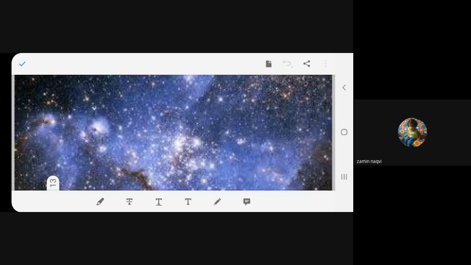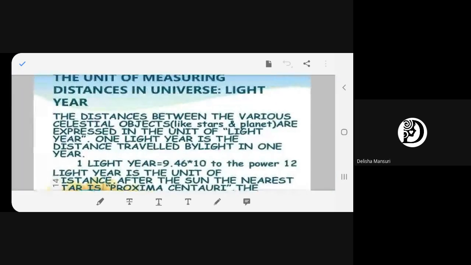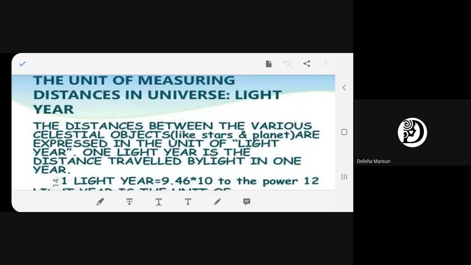Good morning. So you can see the stars over here in this slide. Can you see the stars? Yes, a group of stars. So please read, Vita. How do we measure the distance between the stars?